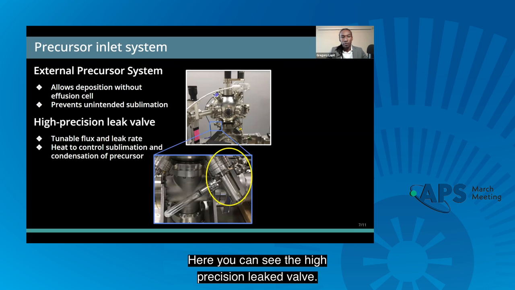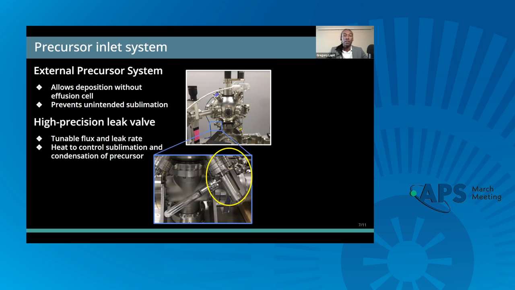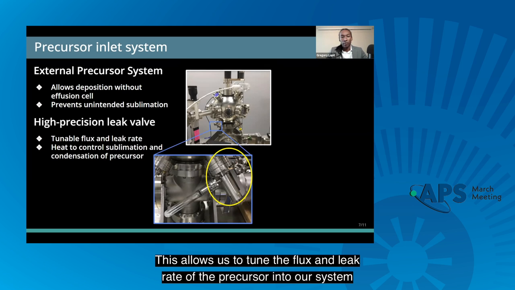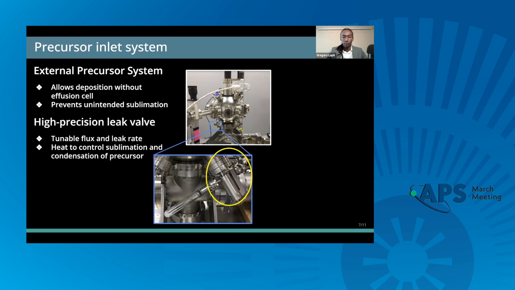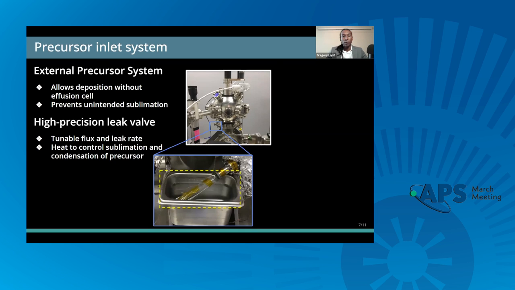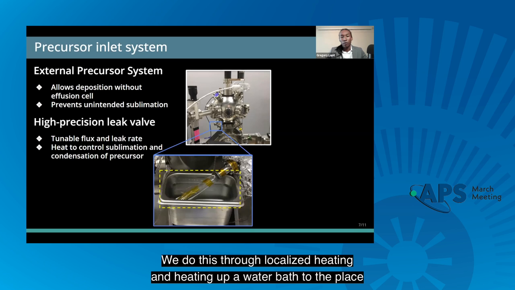Here you can see the high precision leakage valve. This allows us to tune the flux and leak rate of the precursor into our system and to grow our tungsten ditelluride. Because of its high vapor pressure, we also need to control where the precursor sublimates and condenses. We do this through localized heating, heating up a water bath around the place where the precursor is stored to prevent condensation and control where it sublimates.